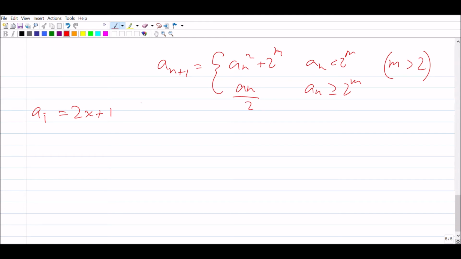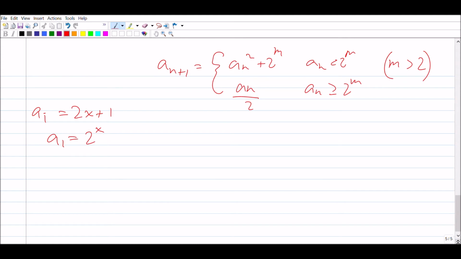In the other case, if it's less than 2 to the power m, then the next term will be this odd squared plus 2 to the power m. An odd squared is also odd, and odd plus 2 to the power m is odd. So the result is an odd larger than 2 to the power m, and then the next term will be an odd divided by 2, which is not an integer again. Thus we cannot have any odd term appear at any point in the sequence if we want every term to be an integer. So now we let a1 be equal to 2 to the power x as before.